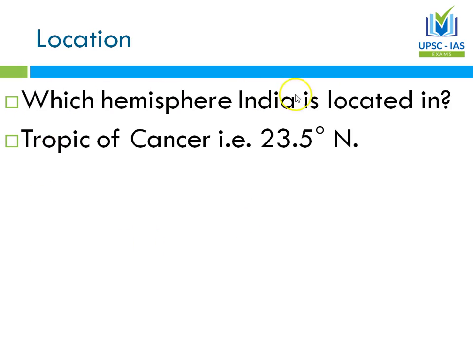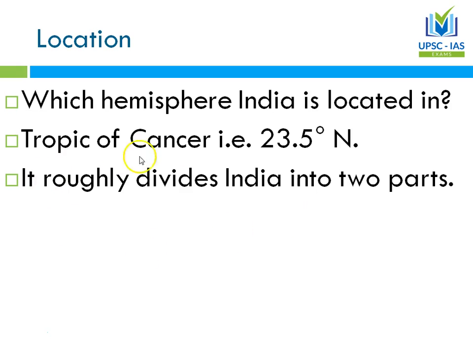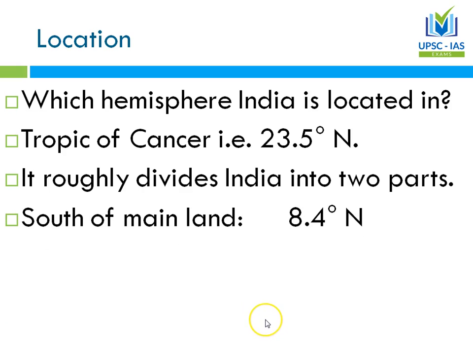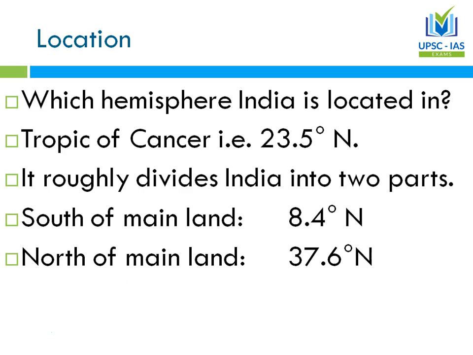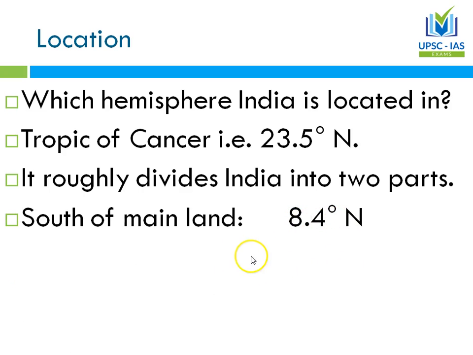Do observe Tropic of Cancer, 23.5 north line, that is passing through our country, right? It roughly divides India into two parts, isn't it? Everything north of Tropic of Cancer, you can generally say is the northern part of our country, and as you travel south of Tropic of Cancer, you are entering the southern part of our country. The south of our mainland is 8.4 degree north.